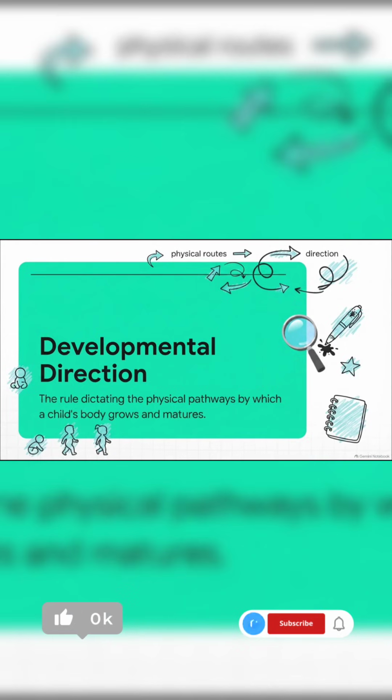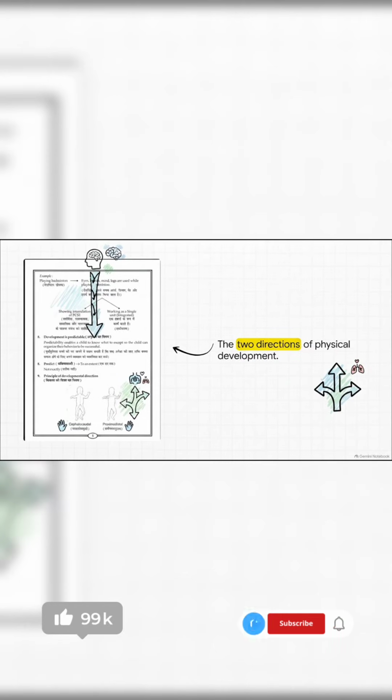The principle of developmental direction. This principle dictates the actual physical pathways by which a child's body grows and matures. It essentially tells us the exact physical routes that development takes. And there are two distinct directions this energy and growth can follow.